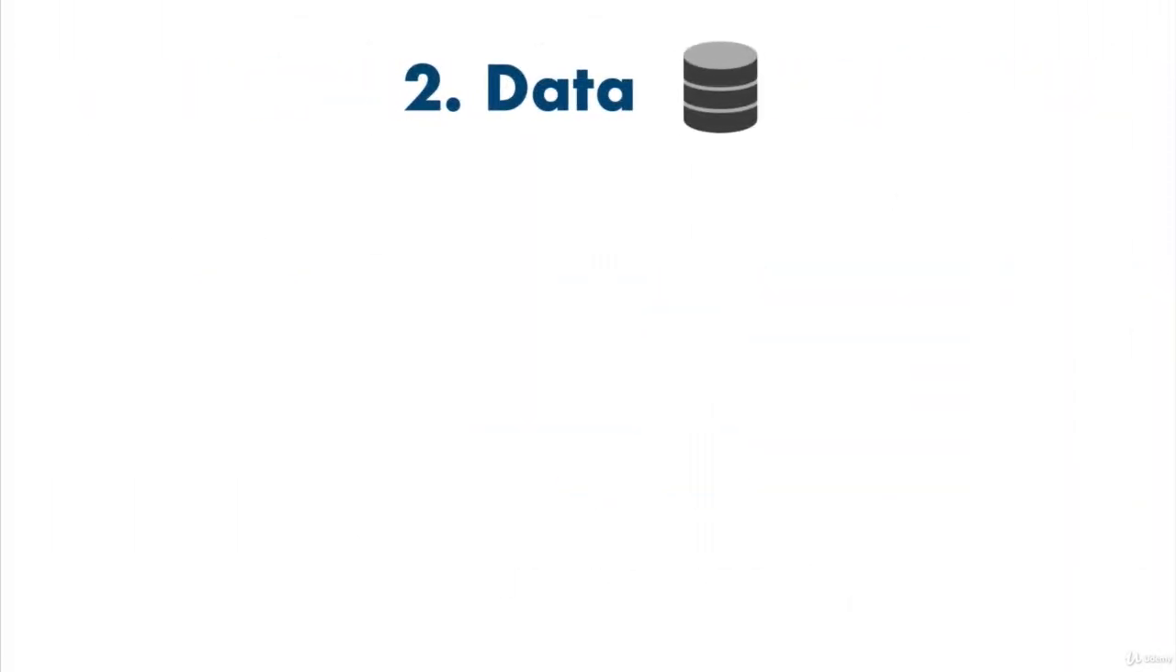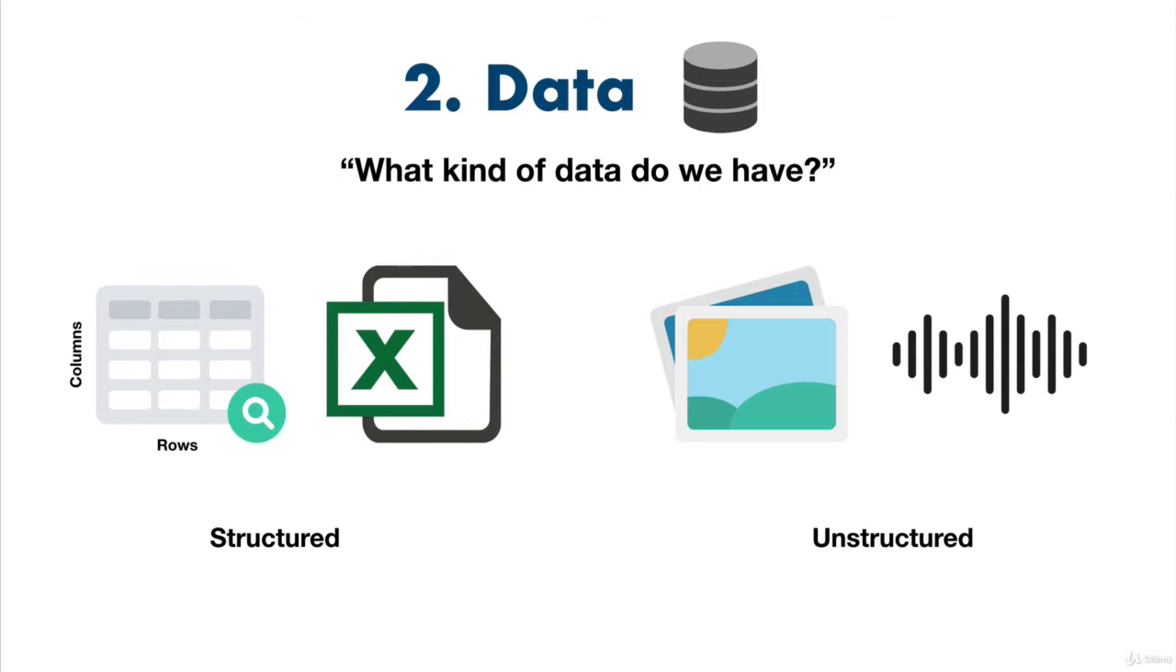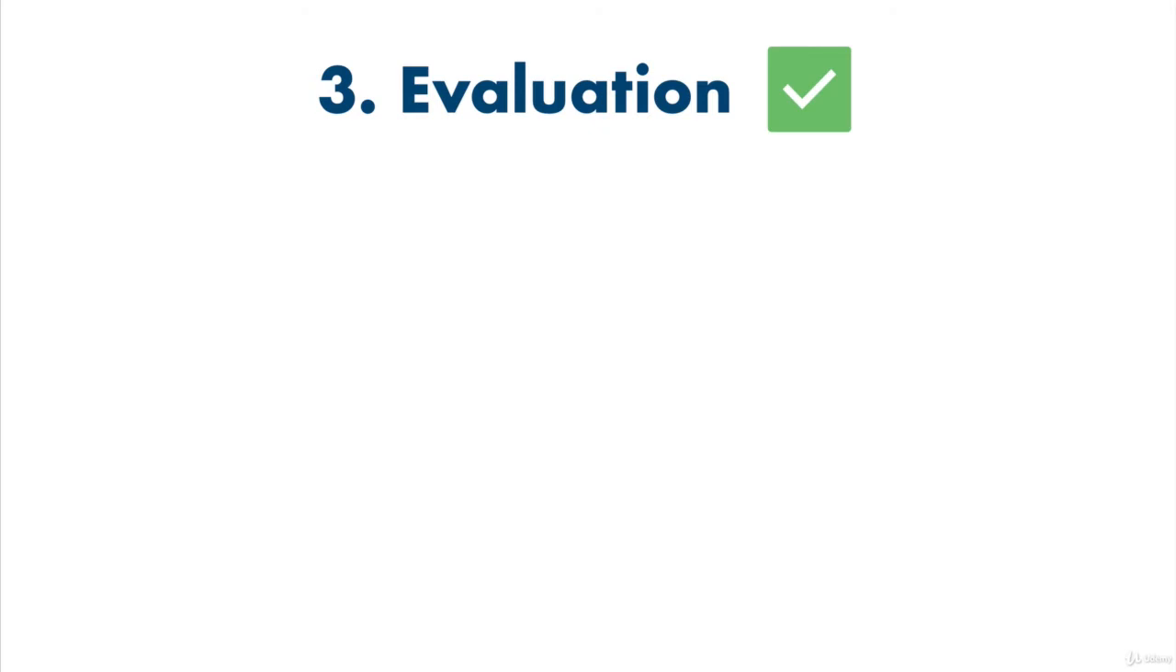Step 2 is data. Since machine learning involves using algorithms to find and learn different patterns in data, data is a requirement for any machine learning project. The question we're trying to answer here in step 2 is, what kind of data do we have? Depending on the problem, there are different kinds of data. Structured data, such as rows and columns, or what you'd expect to find in an Excel spreadsheet. Or unstructured data, such as images or audio. Once we know what kind of data we have, we can start to make decisions on how to use machine learning with it.